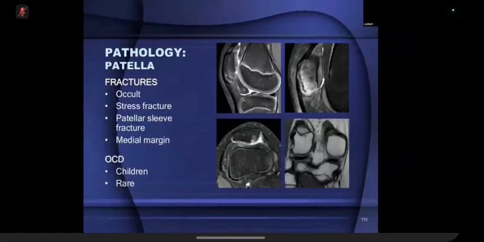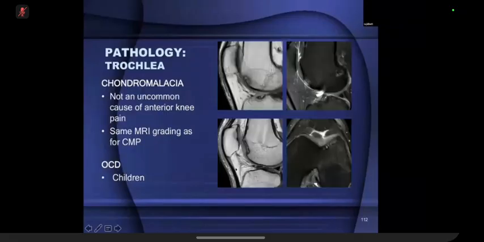The patella can get fractures, it can get avulsion injuries from the attachment of the ligamentum patelli, it can get stress fractures. This is the sleeve avulsion fracture at the lower end. You can get acute fractures, you can get chondromalacia and subchondral bone marrow edema. You can get osteochondral injuries of the patellar cartilage in the young patients.